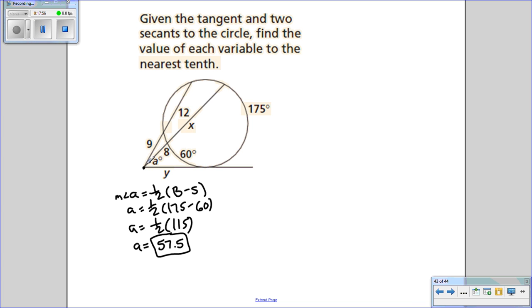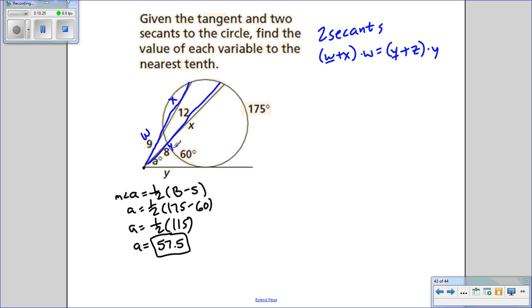Next, we'll find x. I'm going to use this as a secant, and so is this. So for x, we're going to use the formula that deals with two secants, which is w plus x times w equals y plus z times y. W and y are always the outside portion, so this is w, this is x, 8 would be y, and x would be z. Plug everything in: 9 plus 12 times 9 on that side, and over here we have 8 plus z times 8.